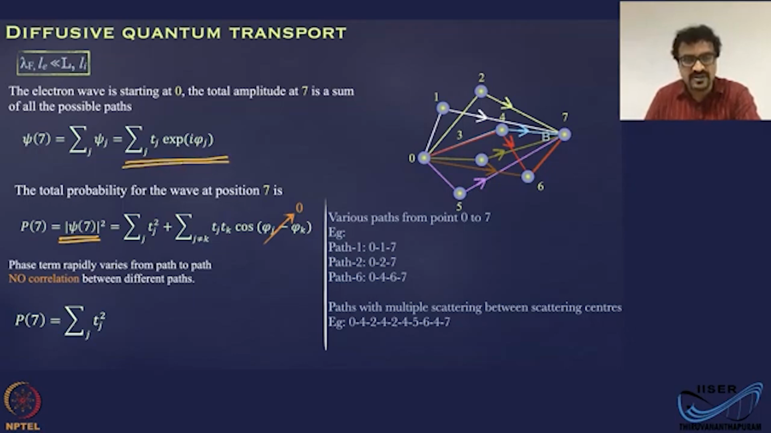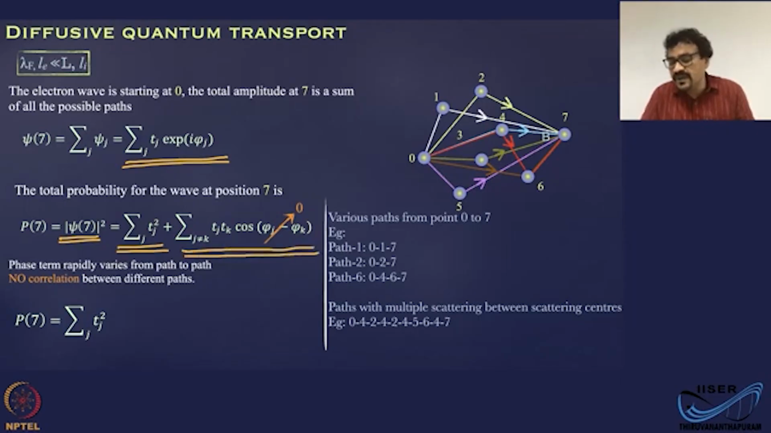You sum and then square, not square and sum, because this is a quantum system where you have to sum the amplitudes, then square. When you do that, you get the square of each path. When I say square, you have to take the complex conjugate and multiply. So when you take e to the power i phi j and e to the power minus i phi j, they multiply to 1 and you are left with t_j squared. Then there are cross terms where you sum over two paths, and those look like this.